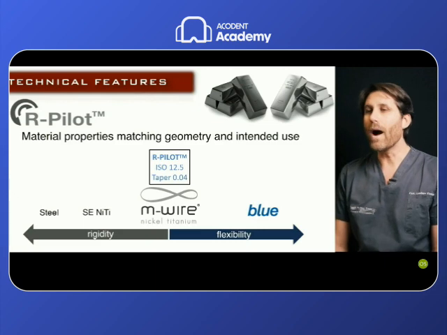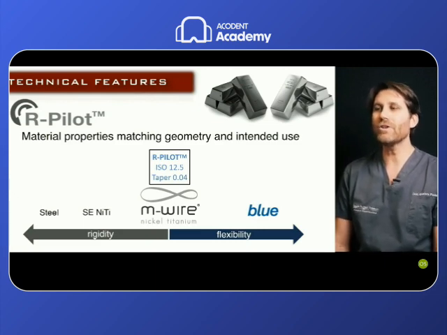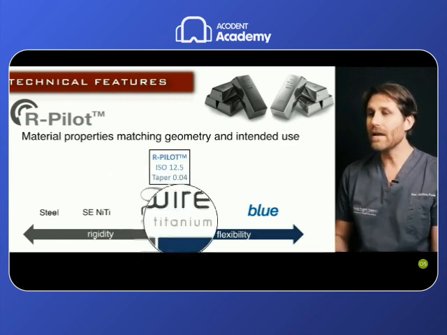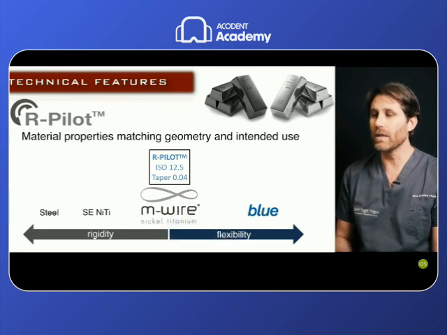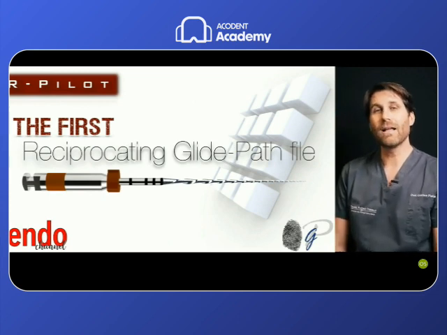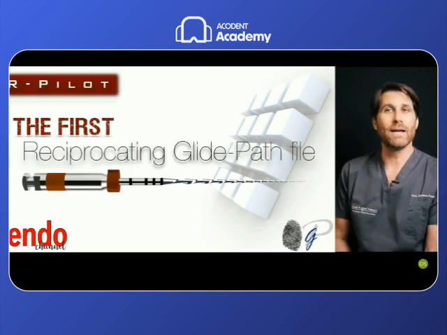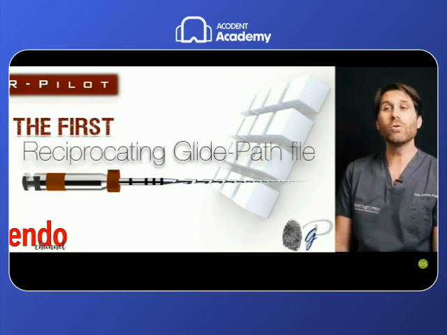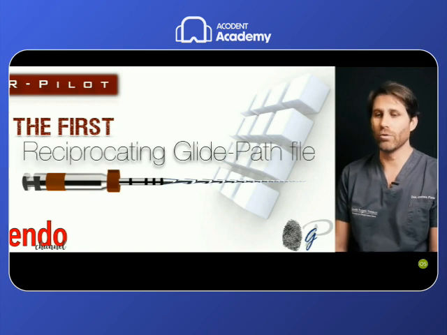And the M-wire has the material properties, the matching geometry, and the intended use for this feature, with flexibility and rigidity in the middle between standard nickel titanium and blue or heat-treated files with more martensitic behaviors. So the Air Pilot file, the first reciprocating glide path file that I have already shown you as a universal glide path file, is also the instrument of choice for me to scout these very difficult root canals.